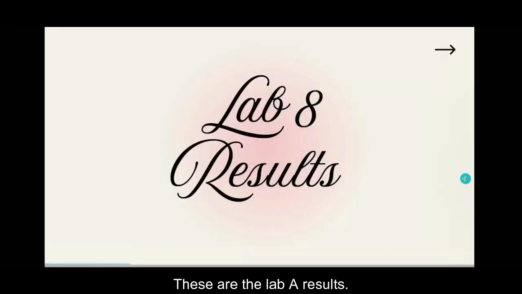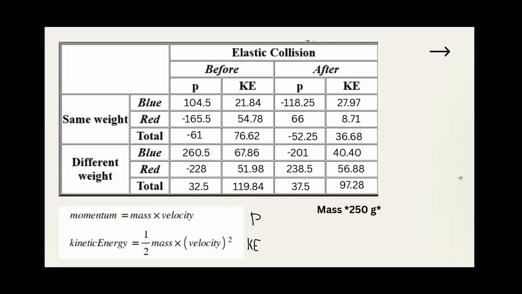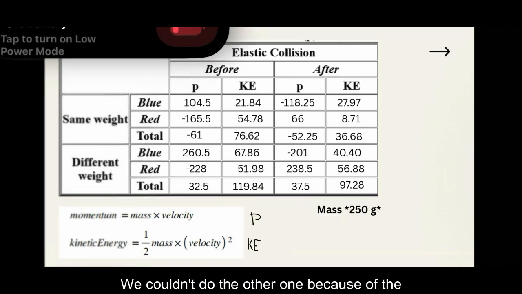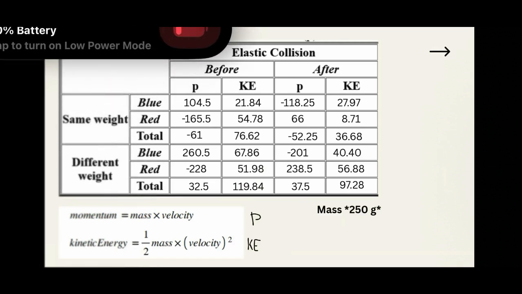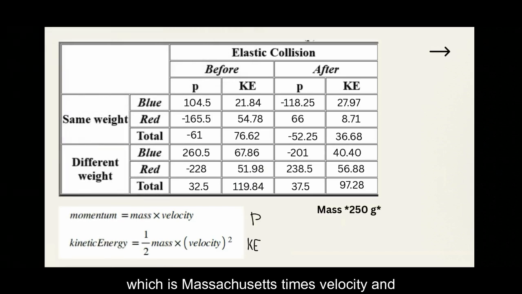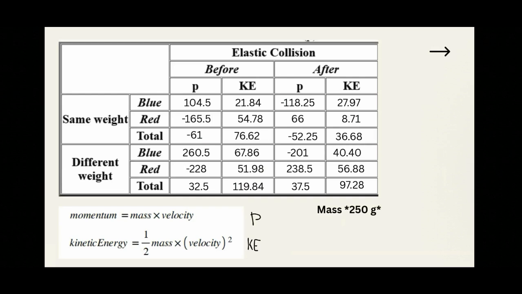These are the Lab A results. We have our table for the elastic collision. We couldn't do the other one because of the Velcro attachment. But first we have P, which is our momentum, which is mass times velocity. And then our KE is our kinetic energy, which is 1/2 times the mass times velocity squared.